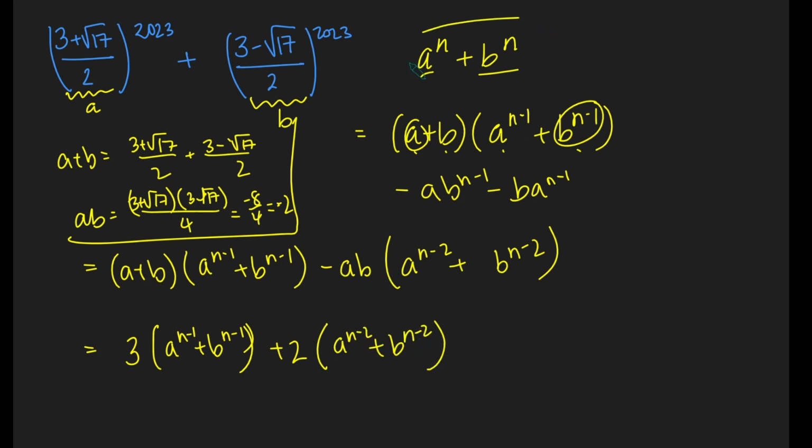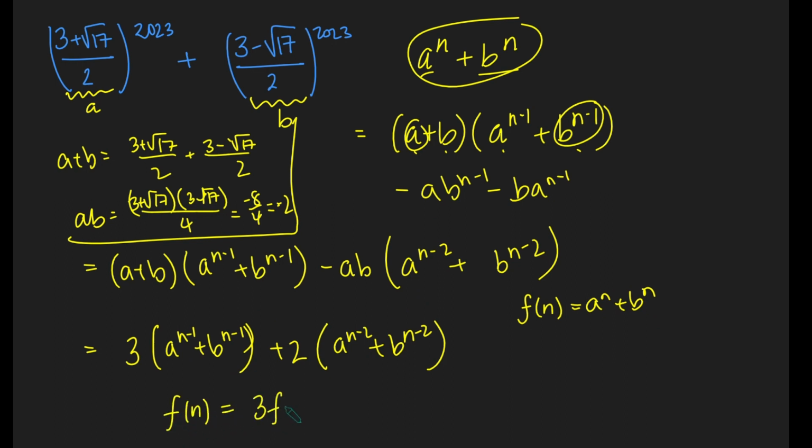Cool, so we've expressed a to the n plus b to the n in terms of a to the n minus 1 plus b to the n minus 1, and a to the n minus 2 plus b to the n minus 2. This looks quite nice. What I'm going to do, just to make this explicitly clear, is call f of n equal to a to the n plus b to the n. And so what do we have? We have a nice little recurrence relation here.